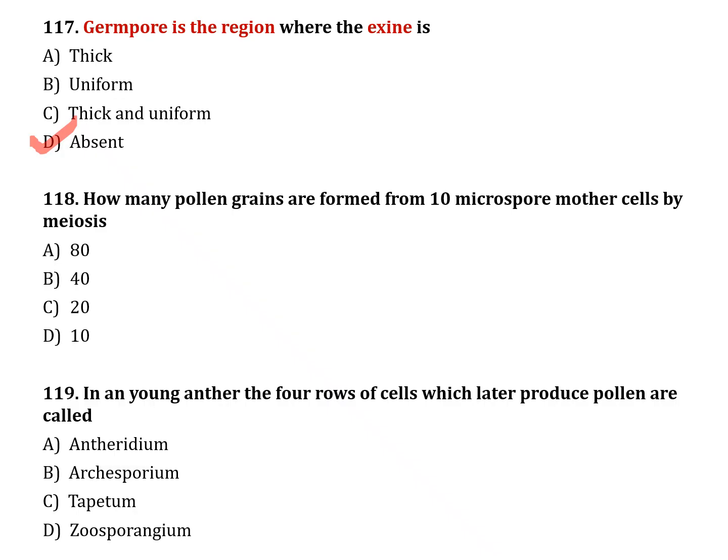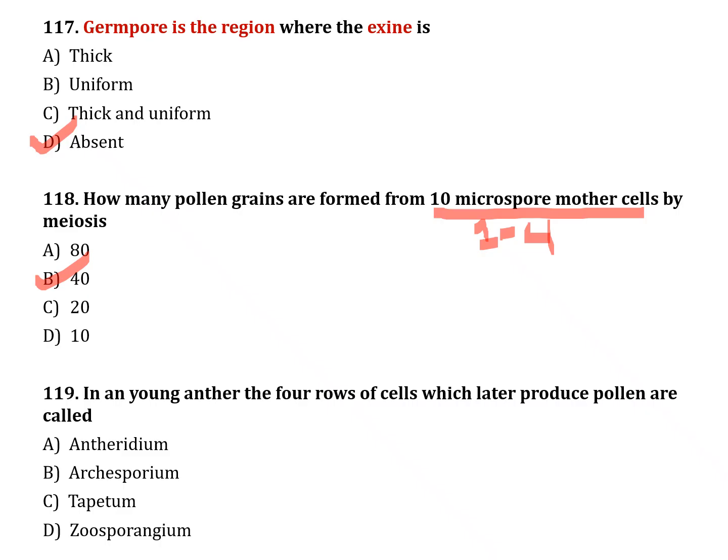The next question, number 118. How many pollen grains are formed from 10 microspore mother cells by meiosis? Option A 80, option B 40, option C 20, option D 10. Correct answer is option B, 40. One microspore mother cell gives 4 microspores. That's why 10 microspore mother cells will give 40 microspores.